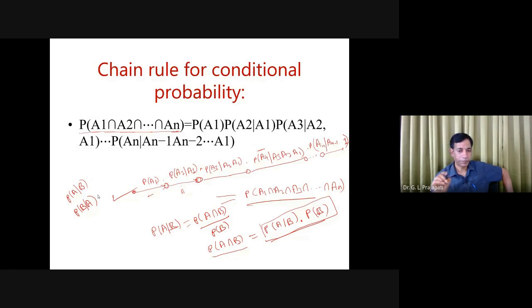Are you getting me? Probability of A given B and probability of B given A are both different. Probability of A given B is the probability of A intersection B divided by probability of B. Probability of B given A is the probability of A intersection B divided by probability of A.